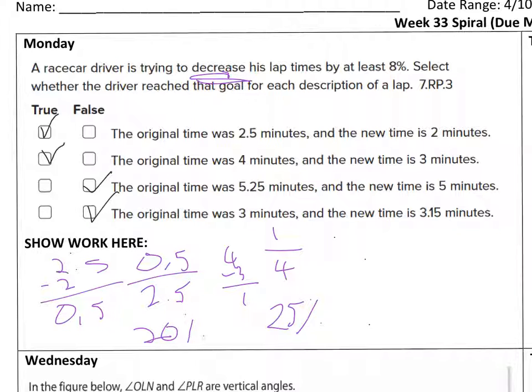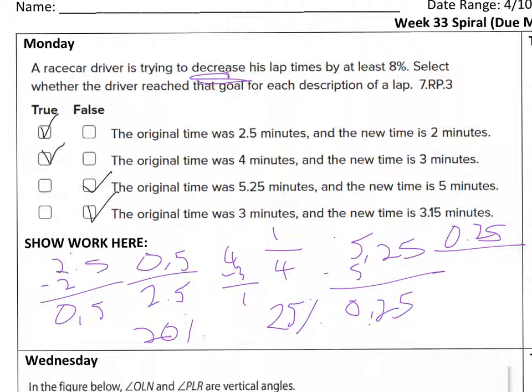Now the next one, 5.25 minus 5, well, it decreased, but it didn't decrease enough. When we take the 5.25 minus 5 and get 0.25, and we divide by the original 5.25, it only gives us about a 4%. So it's not a big enough change. And then the last one, the original time is 3 minutes, and the new time is 3.15 minutes. We know it did not decrease, it increased, so therefore automatically being false.